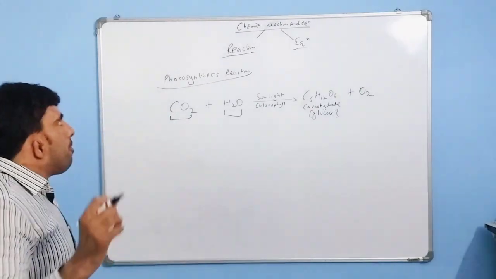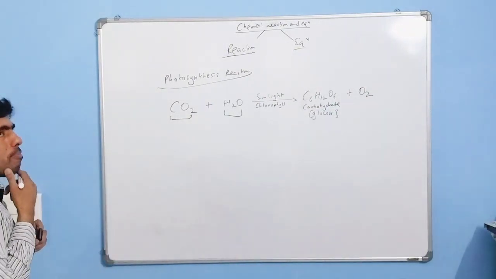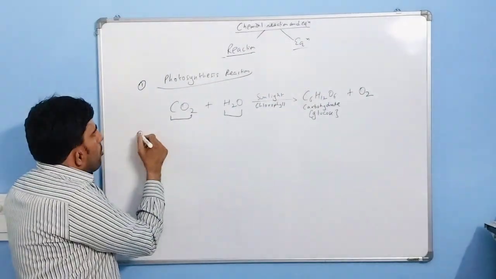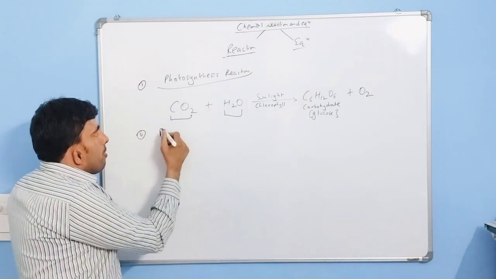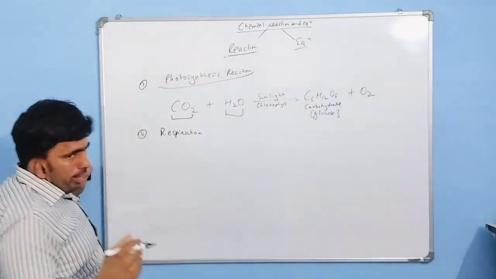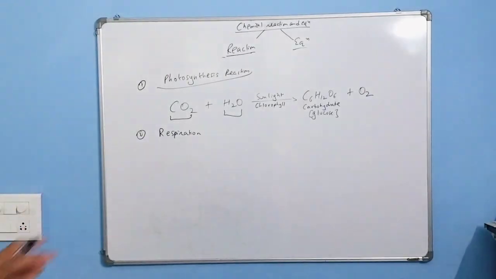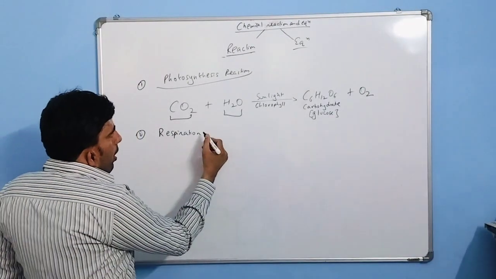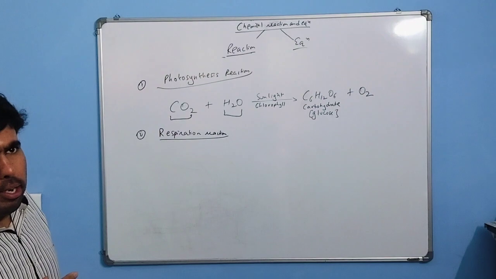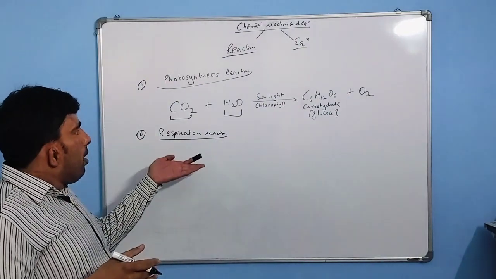Now this is the photosynthesis reaction. We can write more real-life equations. First is the photosynthesis reaction, second is the respiration reaction: breathing, inhaling, exhaling. Earlier we saw the photosynthesis reaction, now we'll have the respiration reaction. Let us represent it in the form of an equation.